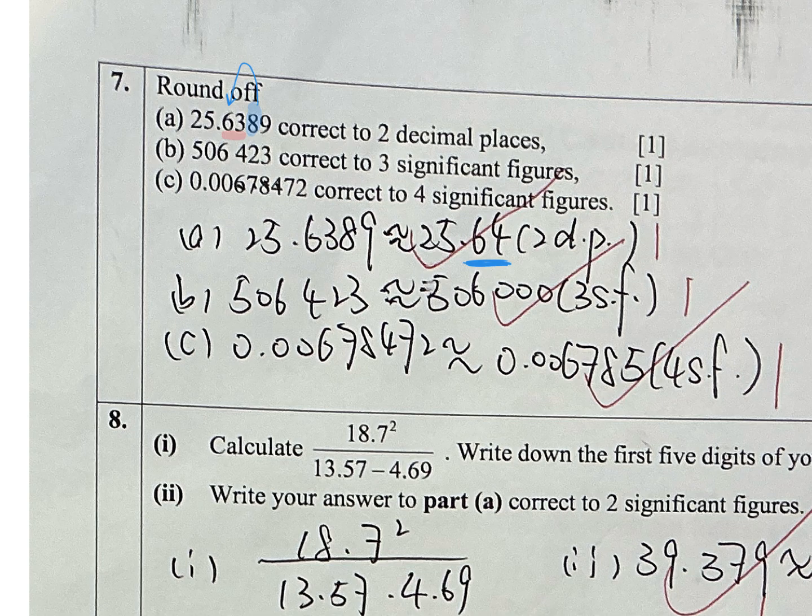Okay, next one, 3SF. So this 3. Then you look to the right. Since 4 is less than 5, you round down. But remember, when you round down, if the numbers are before the decimal point, you reset to 0 because there's a place value there. A lot of you give me 506, 500,000 change to 500.